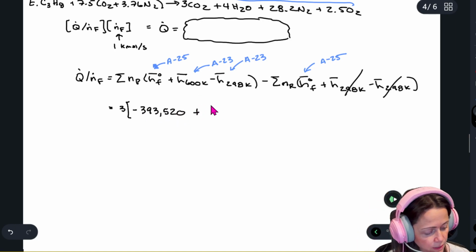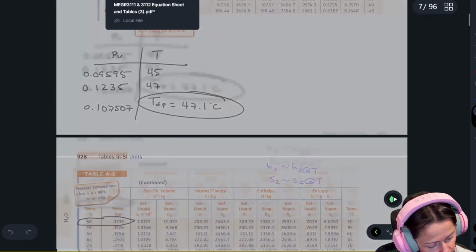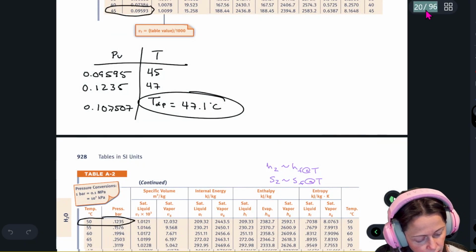Enthalpy at 600 Kelvin, I'll go ahead. Let's see.